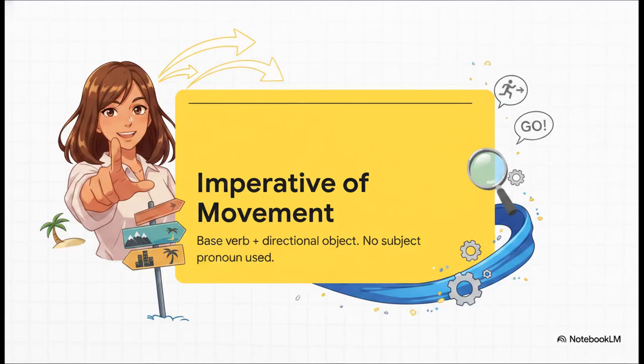The absolute core of this tool is something called the imperative of movement. If you think about giving directions, it's really just a simple math formula. We're taking a movement verb, which gives us the physical action, and we're combining it with a directional object, which gives us the spatial path. And the secret ingredient here? We do this completely without a subject pronoun. It's direct, it's punchy, and it leaves absolutely zero room for misunderstanding.